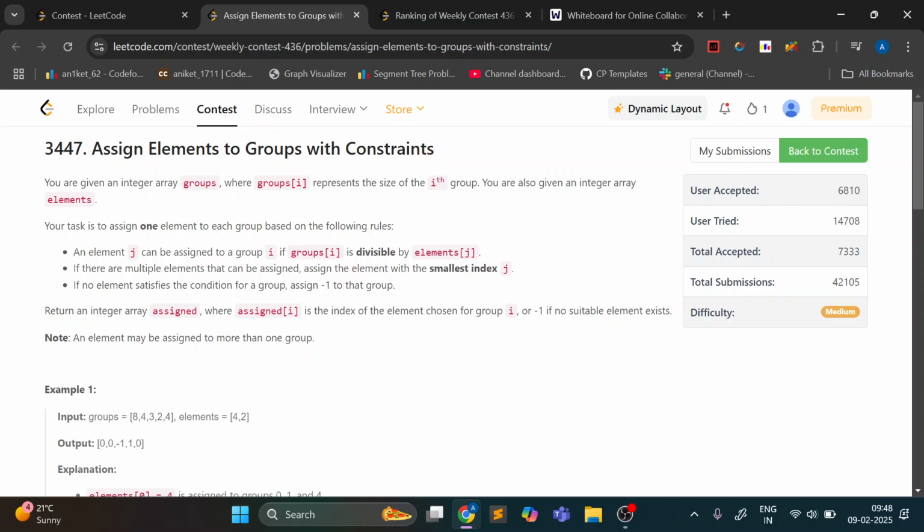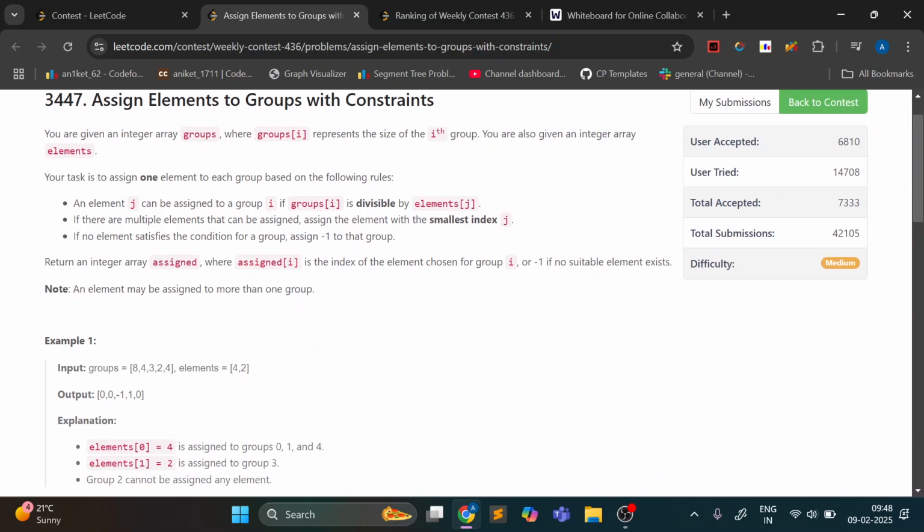So in this question, we are given a groups array and an elements array. Now what we need to do is assign one element to each group based on the following rules. An element j can be assigned to group i if groups of i is divisible by elements of j. Now if there are multiple elements that can be assigned, assign the element with the smallest j. And if no element satisfies, we just assign -1 to that group. And we need to return an assigned vector where each index is the element chosen for group i.